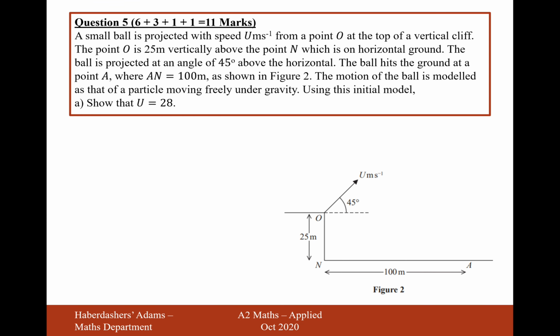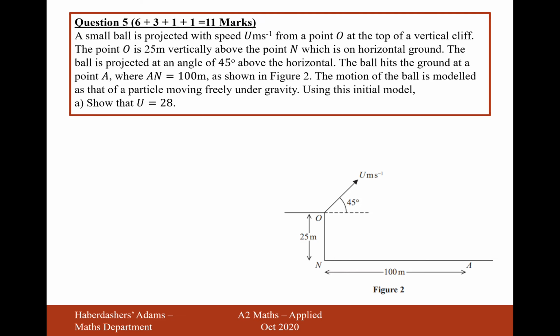Here we're on the final question of the paper, the fifth mechanics question, question 10 overall. A small ball is projected with speed u meters per second from a point O at the top of a vertical cliff. The point O is 25 meters vertically above the point N, which is on horizontal ground. The ball is projected at an angle of 45 degrees above the horizontal. The ball hits the ground at point A, where AN is equal to 100 meters, as shown in figure 2. The motion of the ball is modelled as that of a particle moving freely under gravity. Using this model, show that u equals 28.